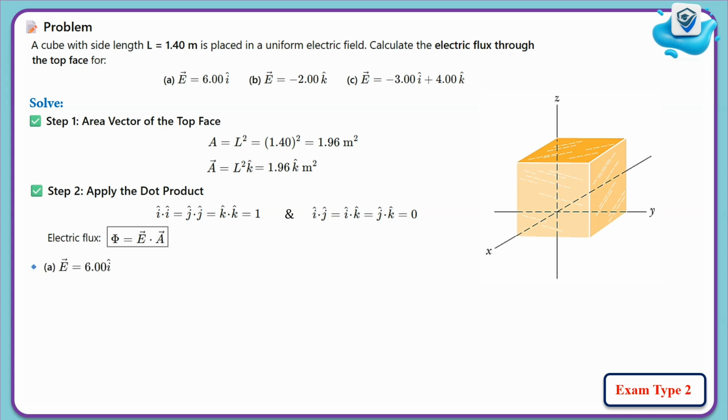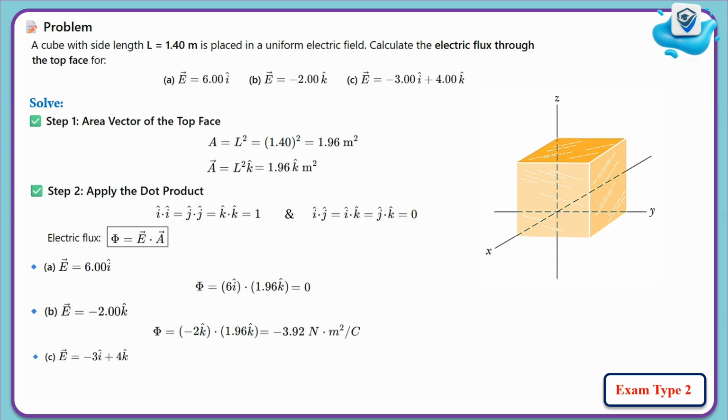Part A. The electric field is 6 i hat. Taking the dot product with the area vector gives i dot k, which is 0. Therefore, the electric flux is 0. Part B. Now the electric field is minus 2 k hat. Since both vectors are along the z-axis, k dot k equals 1. The electric flux becomes minus 3.92 newton meter squared per coulomb. The negative sign means the electric field enters the top surface instead of leaving it.